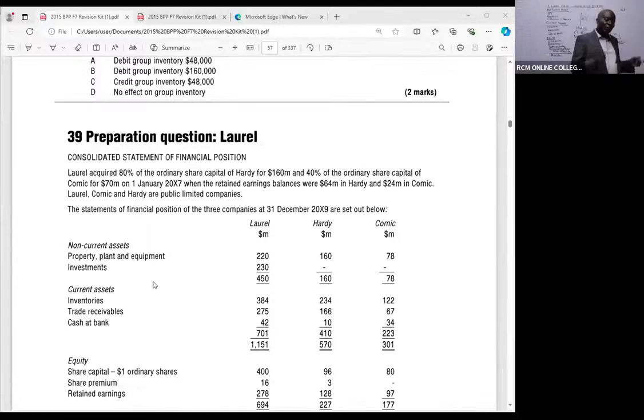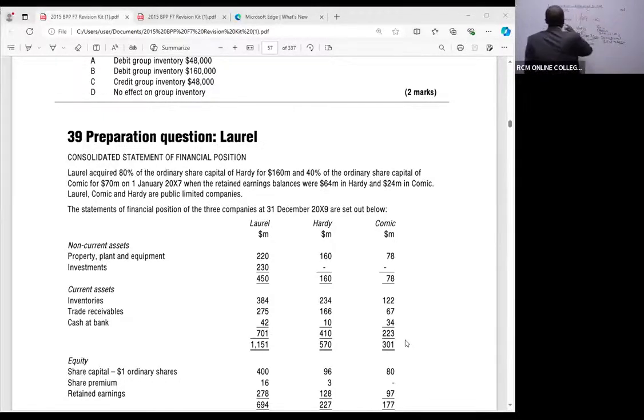Comic is an associate. And we don't consolidate line by line associate things. So actually in an exam, you should be able to use a pencil and cover this so you don't confuse. Comic should be covered using just a pencil mark, you strike this off using a pencil. All right. So the property, plant, and equipment, it will be 220 plus 160.